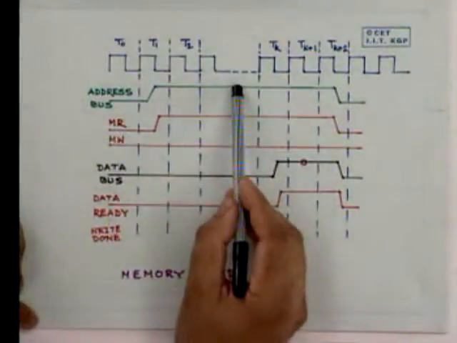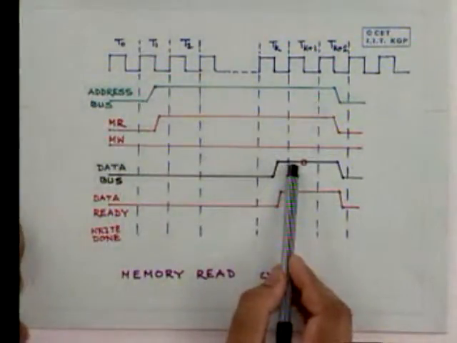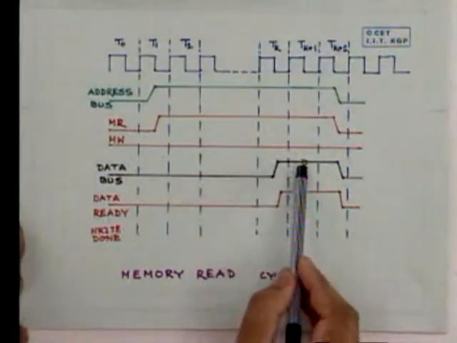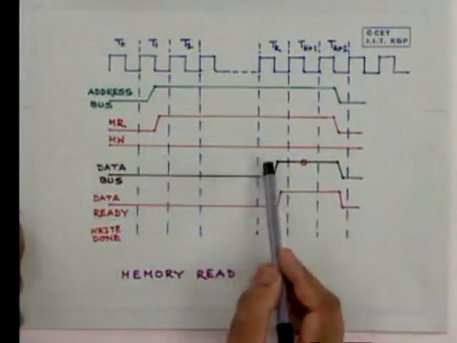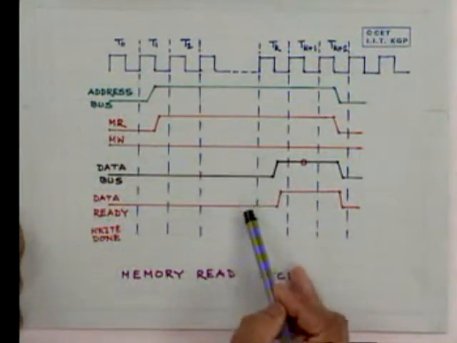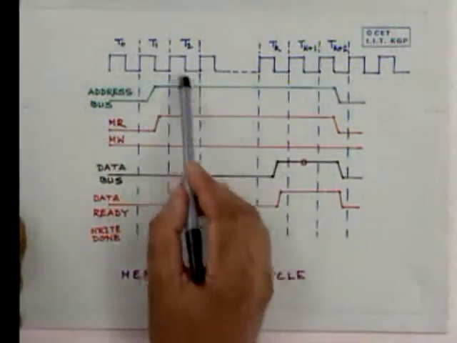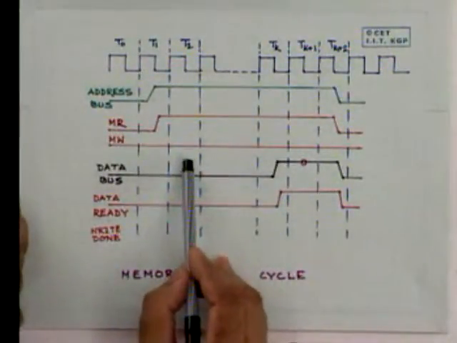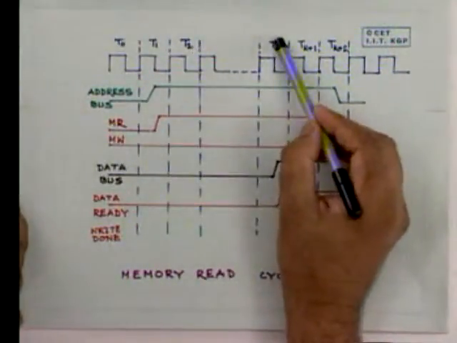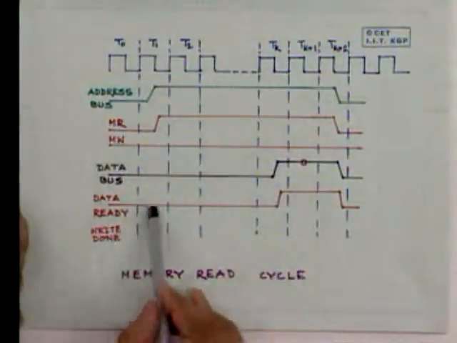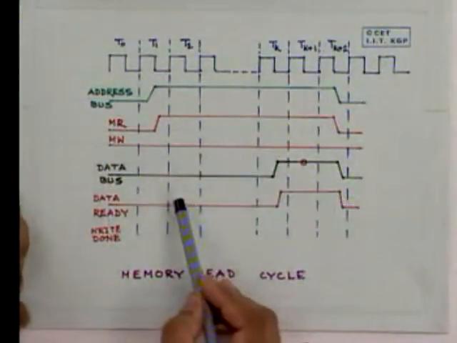Now on getting the address and the memory read, the memory after some time will respond with the data on the data bus. Some time is involved because the memory has to go through the entire process of collecting the data from that address location and then throwing the data onto the data bus. After T1, T2, we do not exactly know how many timing states may be involved. Say at the Tk-th timing state, the data has become available. Now the memory says the data is ready by means of this control signal.